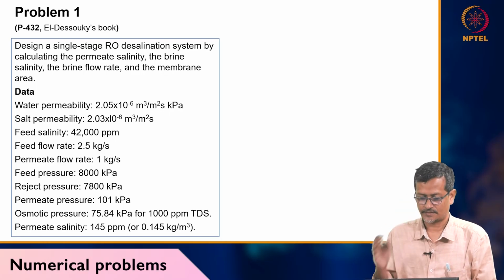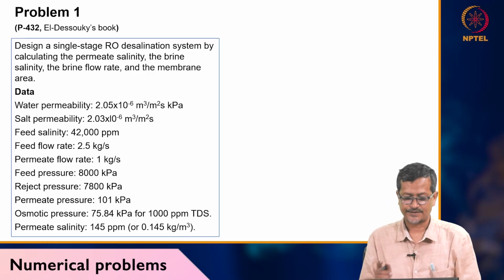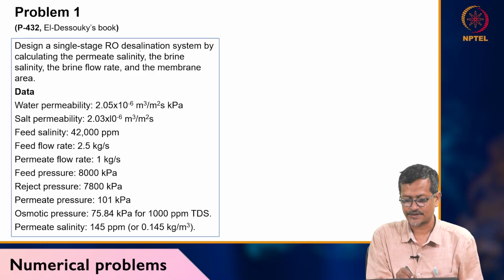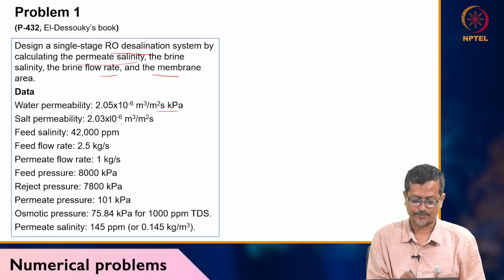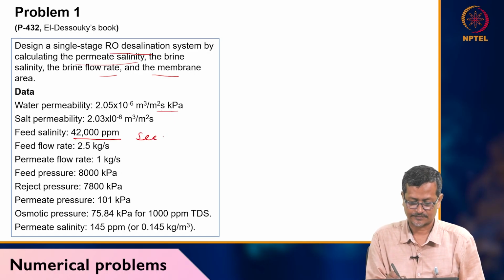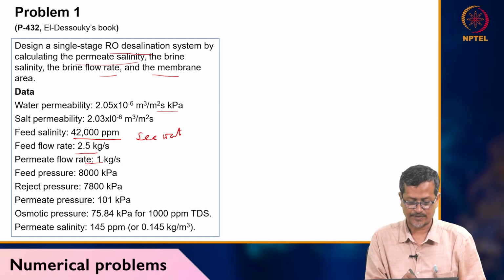Now let's try to solve one problem on RO based system. Design a single stage RO desalination system, a reverse osmosis based desalination system, by calculating permeate salinity, brine flow rate, and the membrane area. The data given: water permeability, salt permeability, feed salinity, this is sea water, feed water rate given 2.5 kg per second, permeate flow rate.